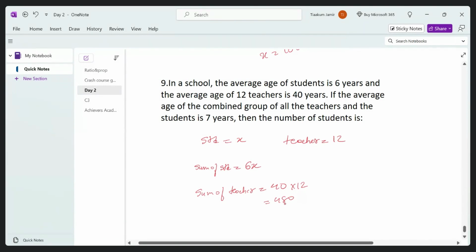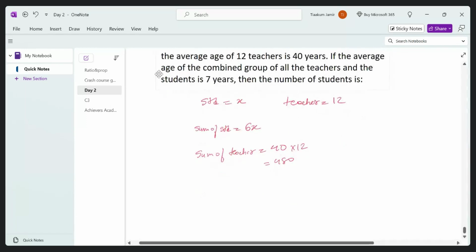Again, if they combine together, the sum of students plus teachers is what? The average is 7, and the total number of observations will be X plus 12. So this will give us 7x plus 84.